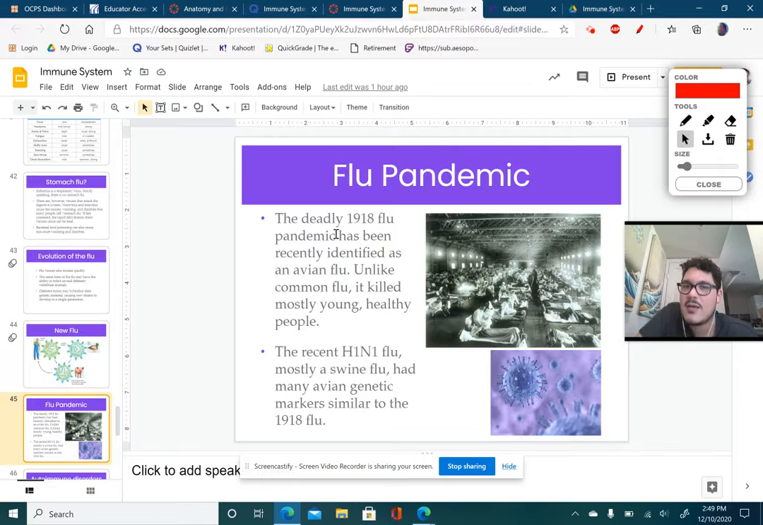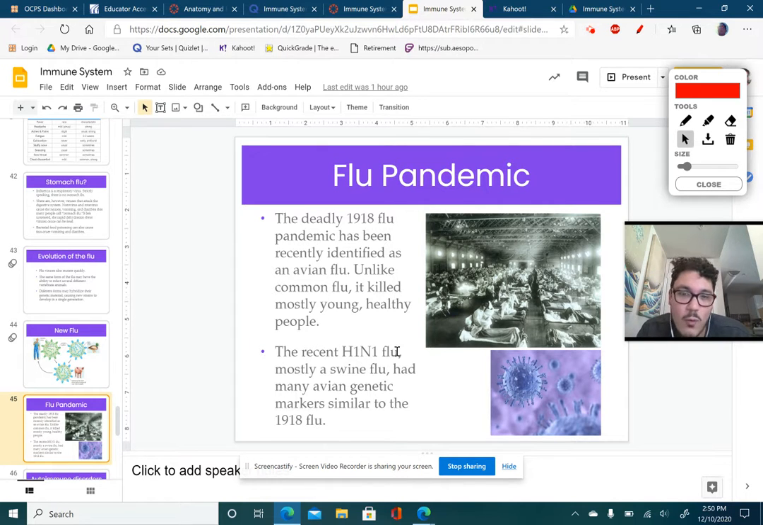Speaking of flu pandemic, this was a massive pandemic. It killed millions of people. If I remember correctly, the total was around 5 million people, close to 680,000 in the US alone. But this was a super deadly pandemic that occurred in 1918 called the Spanish flu. Regarding this, it was recently identified that it was associated with an avian flu. That's actually what made it so deadly.